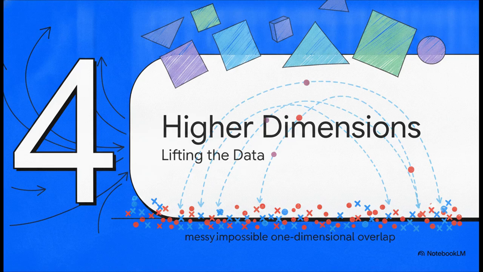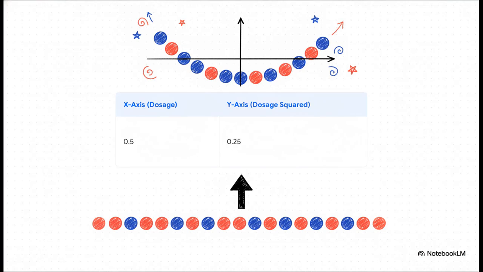That brings us to Section 4, moving to higher dimensions, lifting the data. To escape this messy one-dimensional overlap, we can use math to literally lift our data out of the problem. Start with our original x-axis, the dosage. To fix our issue, we just square the dosage to create a brand new y-axis coordinate. For example, if the dosage is 0.5, the y-axis becomes 0.25.